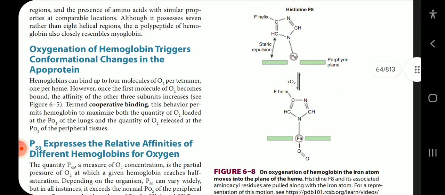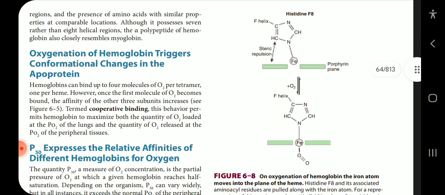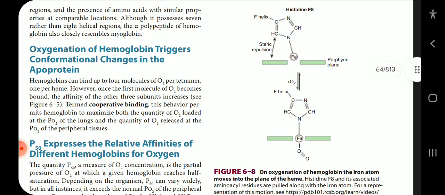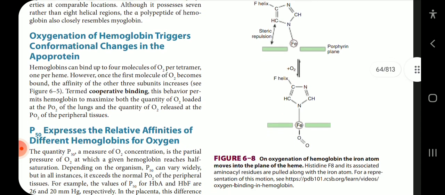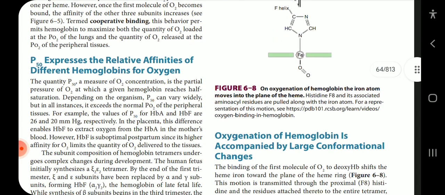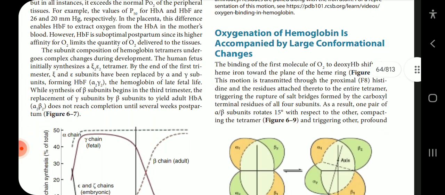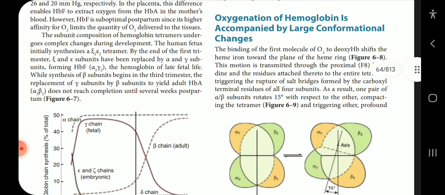In figure 6.8, we can see that on oxygenation of hemoglobin, the iron atom moves into the plane of the heme. Histidine F8 and its associated amino acid residues are pulled along with the iron atom. Oxygenation of hemoglobin is accompanied by large conformational changes. The binding of the first molecule of O2 to deoxy-Hb shifts the heme iron towards the plane of the heme ring.